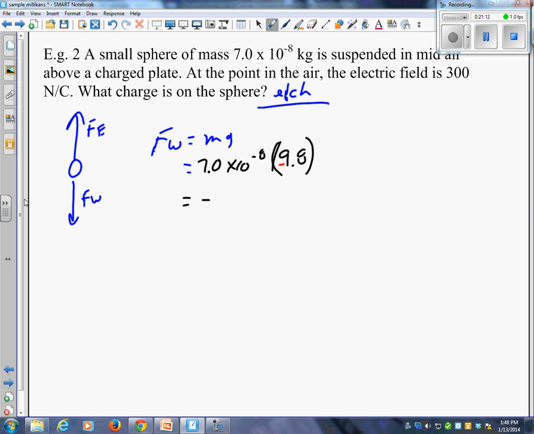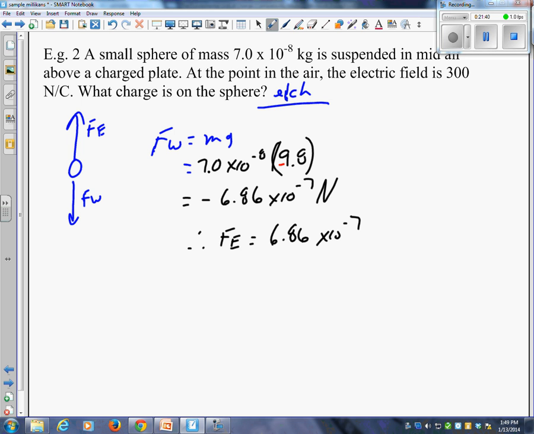Okay, so anyways, I get 6.86 times 10 to the minus 7, and that is in newtons, correct? Therefore, yeah, the electric force is simply that same value, but positive. Right? Wasn't it positive already? Oh no, it's negative. This one is negative, so this one is positive.